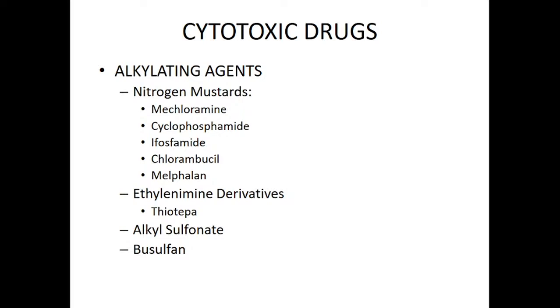Now melphalan. Melphalan is also an alkylating agent, and it is one of the preferred agents for treatment of multiple myeloma. Of course, now you have lots of agents for treatment of multiple myeloma, much safer and better than the alkylating agents. But the time-tested drug used for a long time for multiple myeloma was melphalan. And this melphalan is a prodrug. Again, the mechanism of action remains the same.